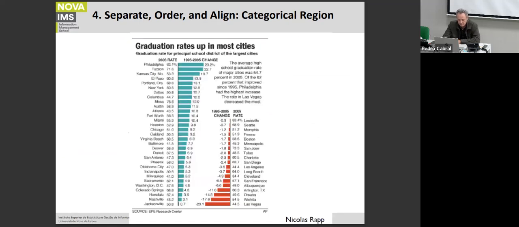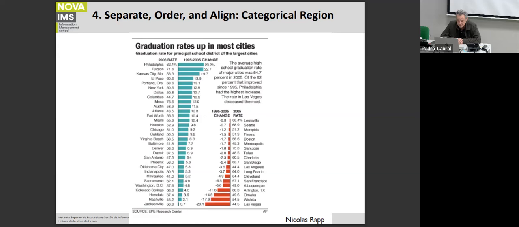Okay, we have a good example here in which we are showing graduation rates in US cities, so between 2 years, 1995 and 2005. And the author of this visualization, I think he or she did an excellent job by ordering the values of the cities from the highest to the lowest, and also separating the negative values from the positive values. So we can understand the differences between the positive and negative performance.